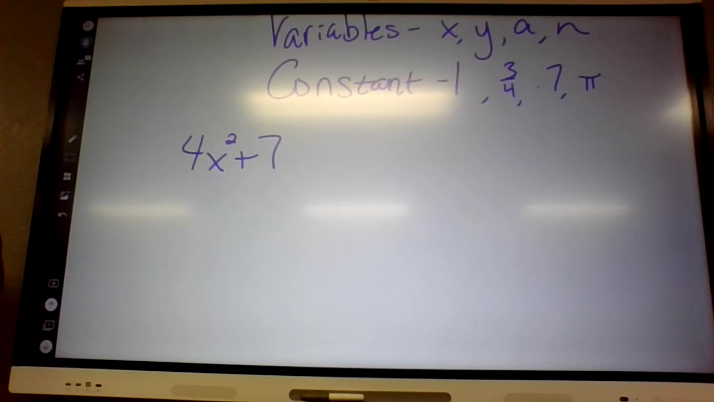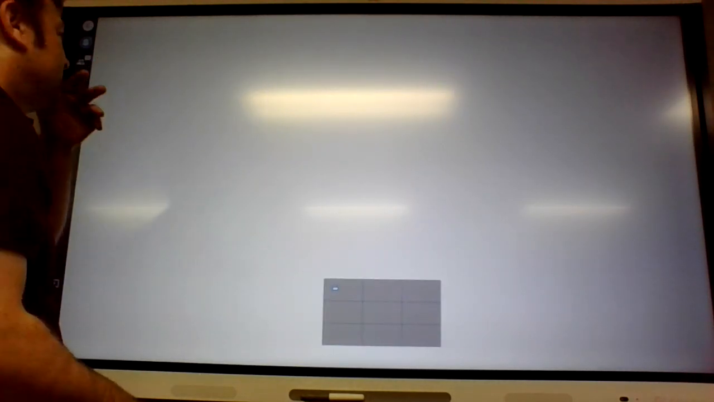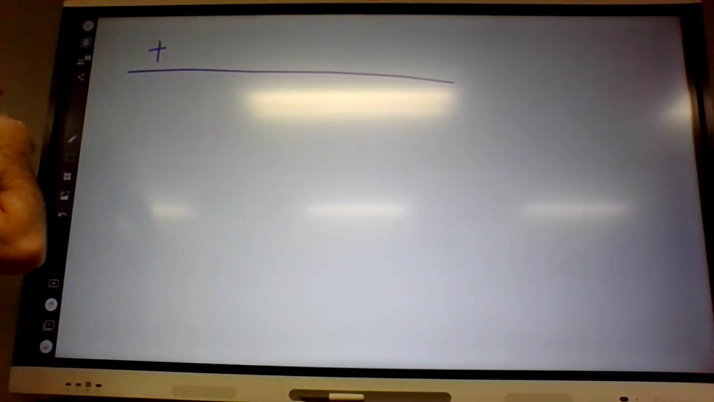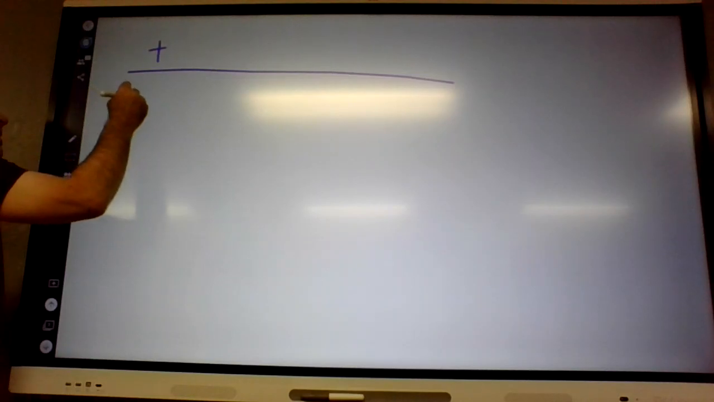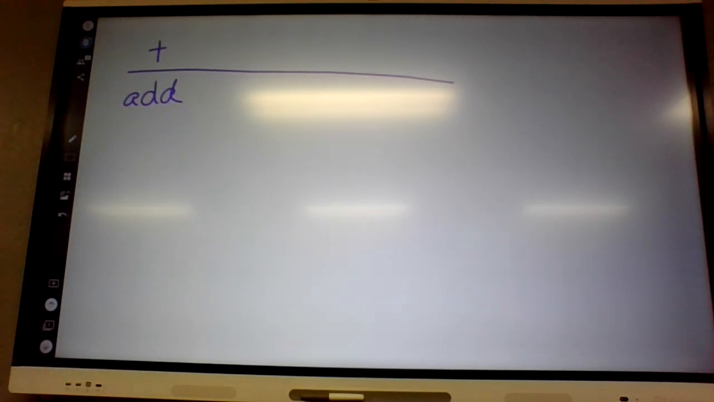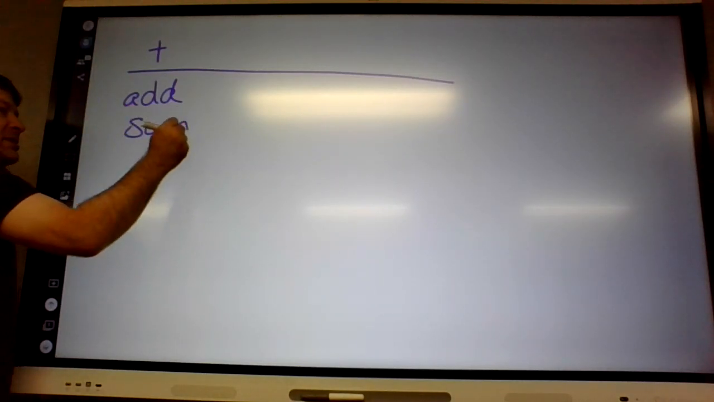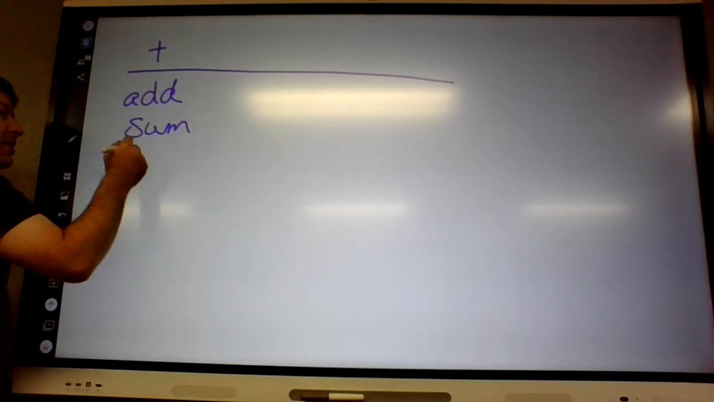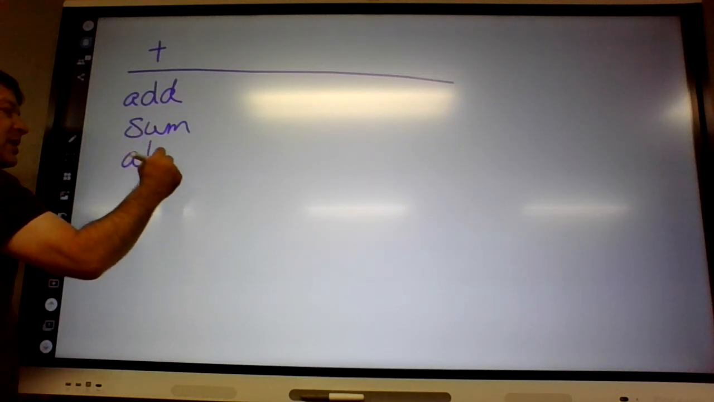Before we jump into that, we should go through this list. What are some different ways that we can say add? Can you think of any? The sum is the answer in addition. Plus, I'm not going to put that on the list, but let's assume you know. Altogether. Sometimes they'll say the total.